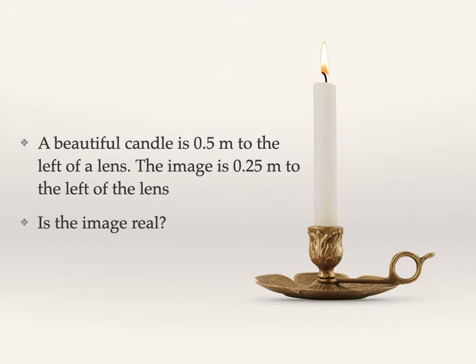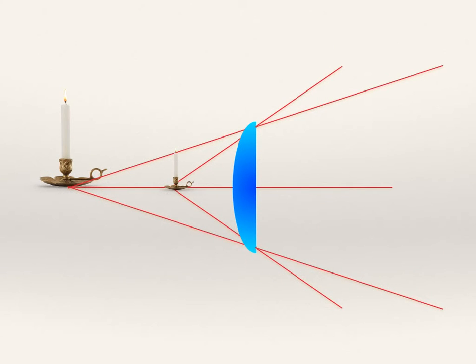Okay, let's come back here. A beautiful candle is 1/2 meter to the left of the lens. The image is 1/4 meter to the left of the lens. Is the image real? Well, we already know from Vergence, real and virtual. Real means that everything is on sides. Virtual means that it's off sides. So an object to the left of the lens, well, that's on side. That's going to be a real object. An image that is to the left of the lens, what's that going to be? It's off sides. It's going to be a virtual image.